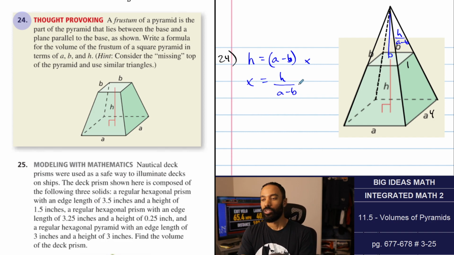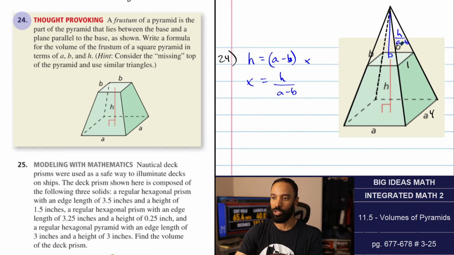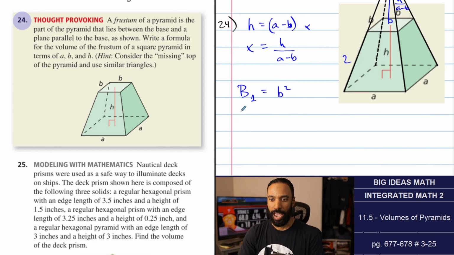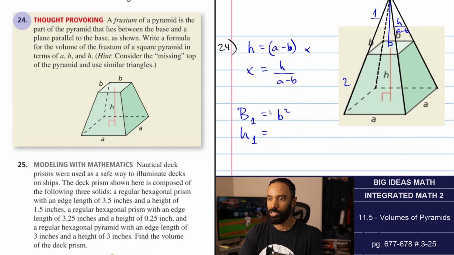So what do they want? Let's find the volume in terms of a, b, and h. I don't need the 1 and 4 anymore. So we have to take the entire height and then subtract this volume out. Let's call this object 1 and object 2. The area of the base of object 1 is b squared, b times b, it's a square base. And the height of object 1 is h over a minus b, I hope.